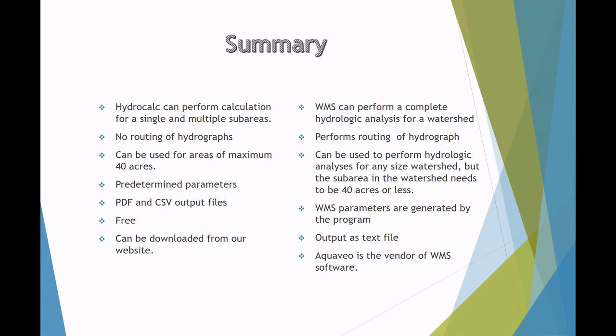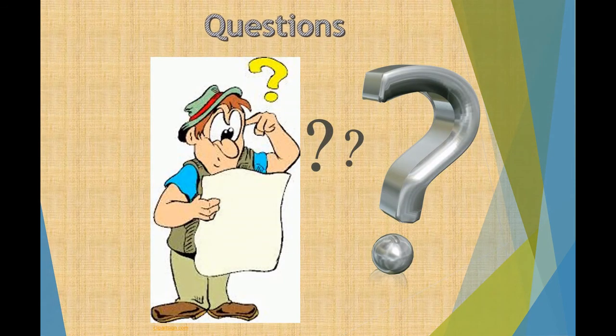For Hydrocalc, the parameters need to be predetermined. WMS generates those parameters for the model to run. For Hydrocalc, the outputs are a PDF or a CSV file, and for WMS a text file. Hydrocalc is free and can be downloaded from our website, and for WMS the vendor is Aquaveo. And this concludes our presentation for today, and we're open for questions.